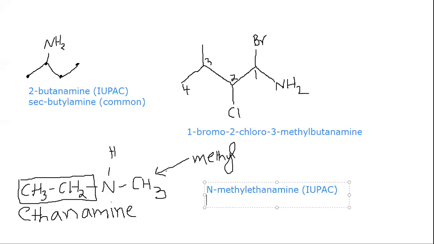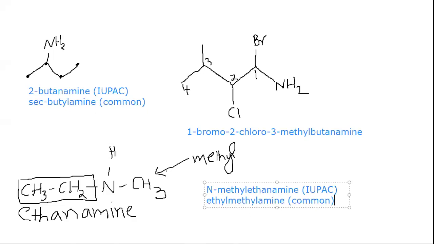Now the common name: can I use both of them as alkyl groups attached to nitrogen? So the common name is going to be ethyl. CH2CH3 is called ethyl. CH3 is called methyl, and it ends with amine. So the common name is ethyl methylamine. That's the difference between IUPAC and common.